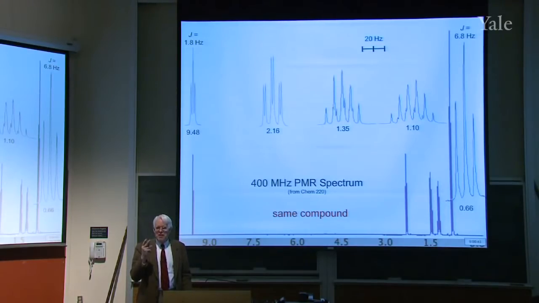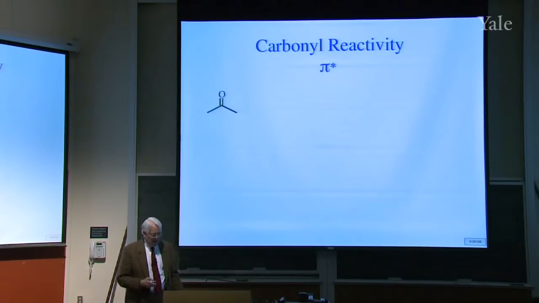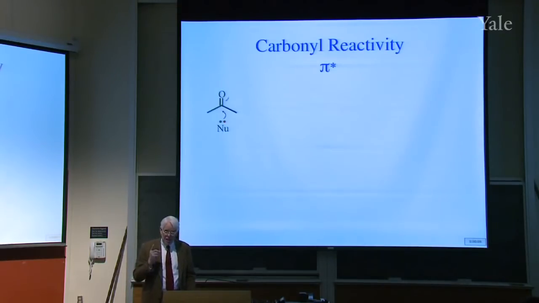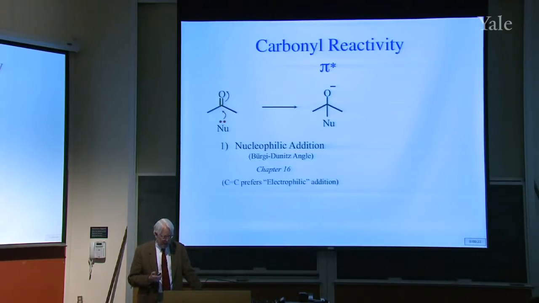Make your name by devising an experiment to prove the mechanism of the Friedel-Crafts reaction, and figure out what this compound is. Okay, now, carbonyl is very stable, but it's also paradoxically reactive. And we know that's because of pi star, for one; we'll see other ways as well. So the nucleophile comes in, we've done this a zillion times, and we have nucleophilic addition. And last semester we talked about the Bürgi-Dunitz angle, and all this is discussed in chapter 16. And you remember this contrasts with C double bond C, where the addition reactions are electrophilic, not nucleophilic, okay?